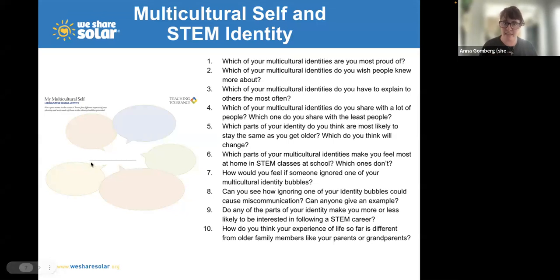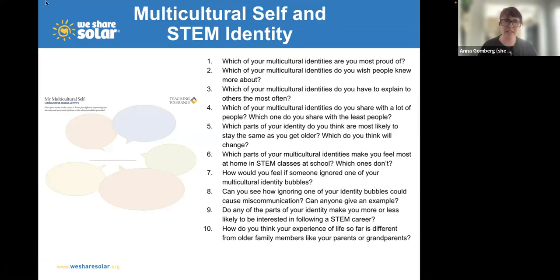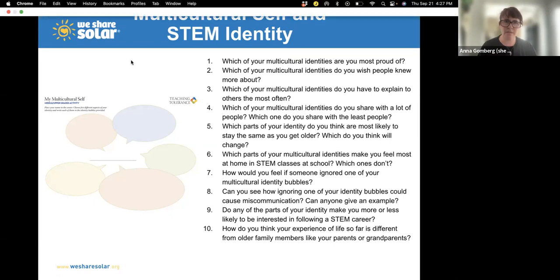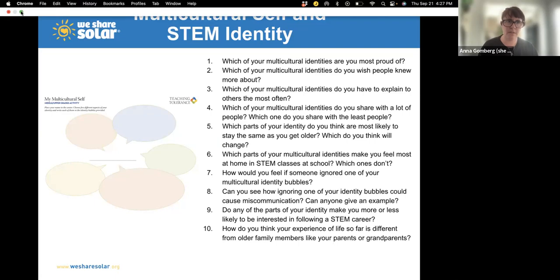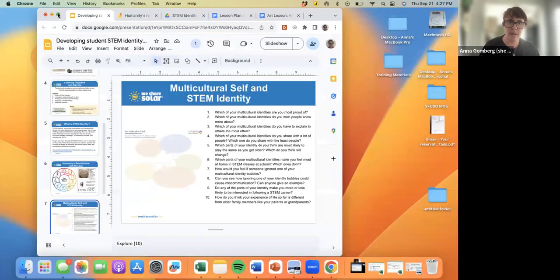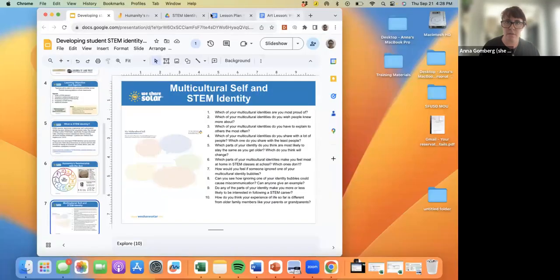I've definitely had kids who can only fill in two of these and then they're really stuck, which is super interesting. So it's good to help kids think about their identity and who they are. This comes from Teaching Tolerance, which I think has now changed its name. It's a good place for resources. Let me go back to the curriculum so you can see everything. Oh, that didn't work. Okay, here we go.